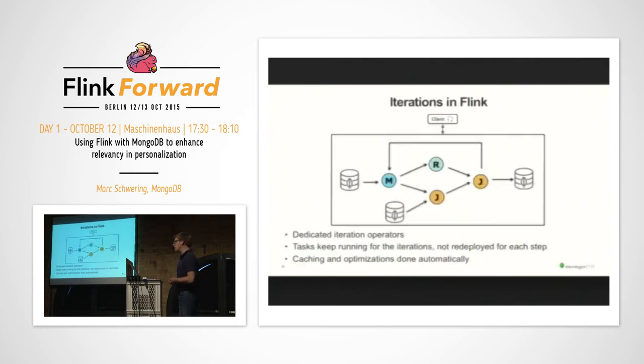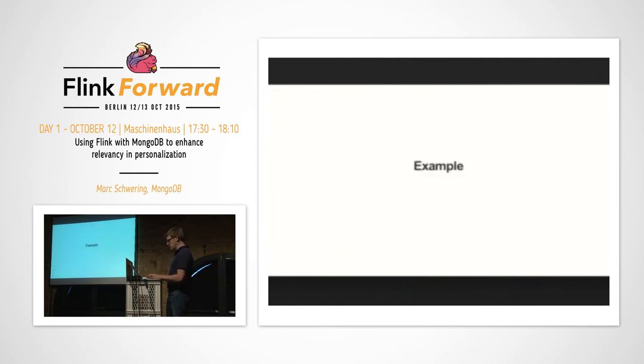And for me, I came across Flink about 1.5 or 2 years ago, and it supports these iterations, and you can even fetch new data during these iterations. So how does it look in the code? Fingers crossed it will work.